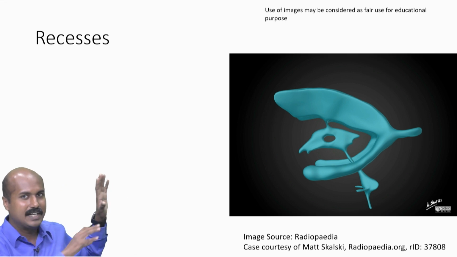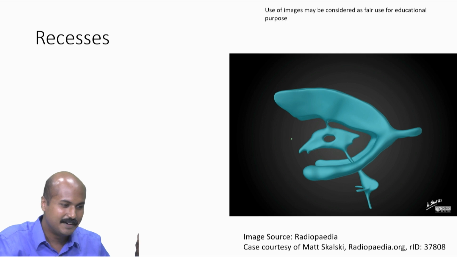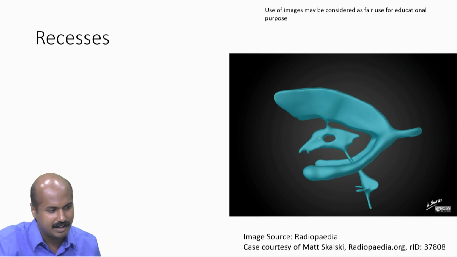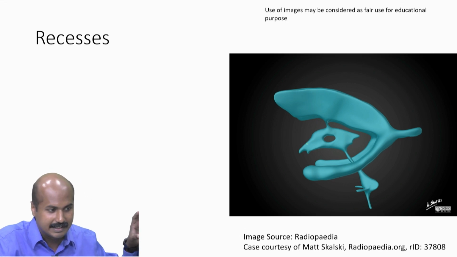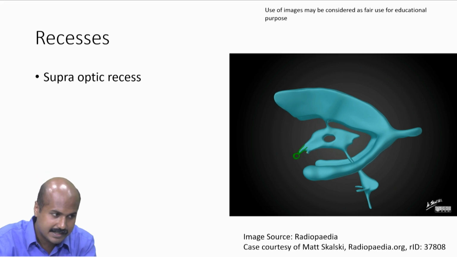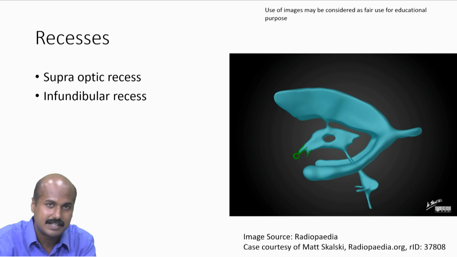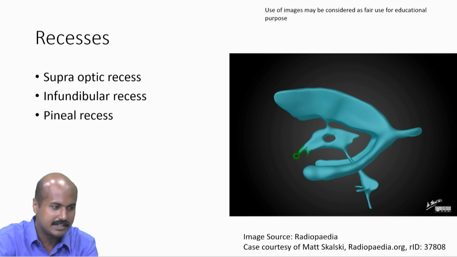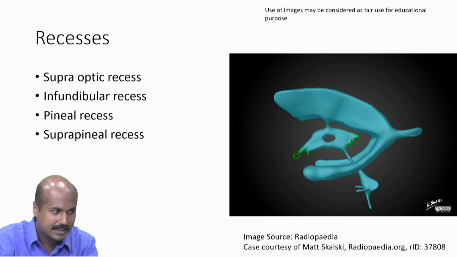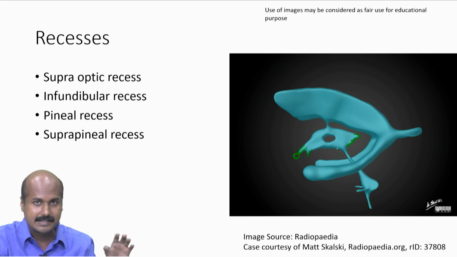This is a ventricular cast. Okay, what you are seeing is a 3D rendition of a ventricular cast. In that you are seeing the third ventricle over here, and the recesses of the third ventricle. This will be the supraoptic recess, because here you will have the optic chiasma. This will be the infundibular recess, because it is extending into the pituitary. Posteriorly you are seeing the pineal recess, and this is called the suprapineal recess. So these are the recesses of the third ventricle.